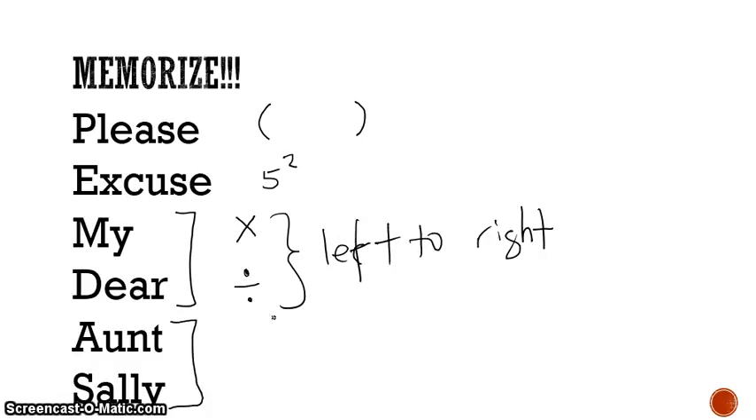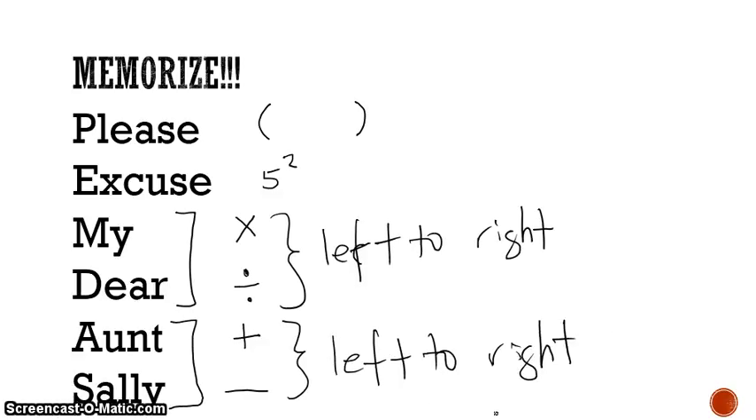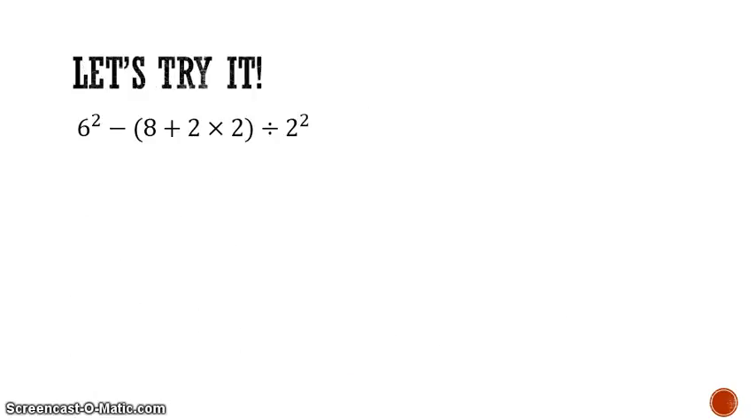And then Aunt Sally are the same thing. Aunt is addition and Sally is subtraction, and you do those from left to right also. So this doesn't mean that you always add and then subtract. You do whatever comes first. So if subtraction is first, if you go from left to right, you do subtraction first. If addition, then addition. Okay, so let's take a look at how this works.